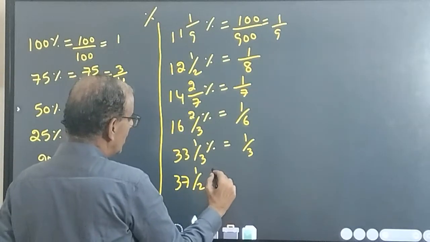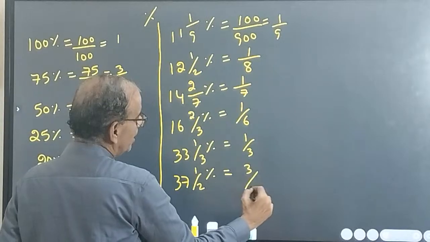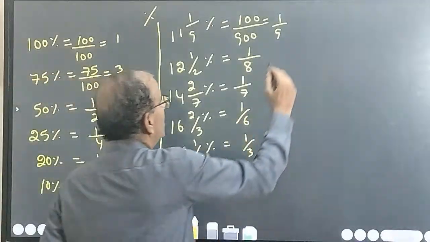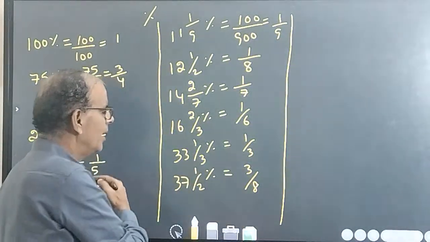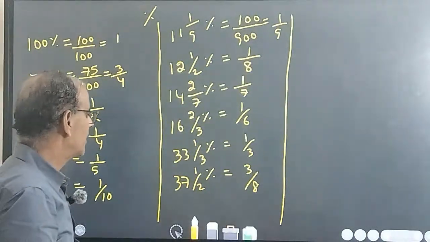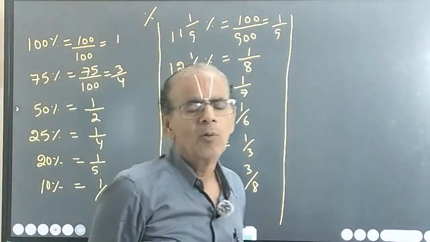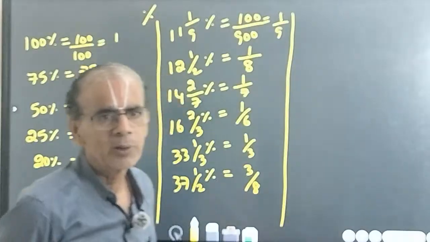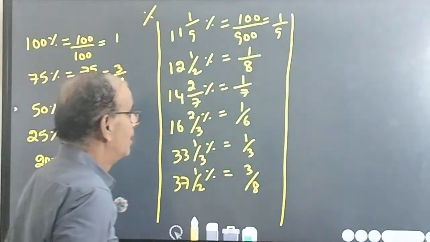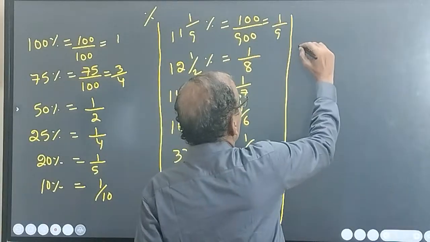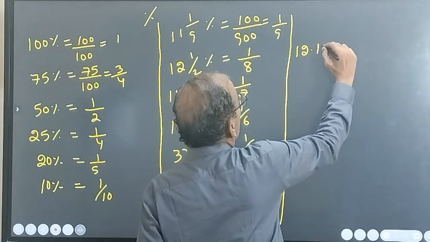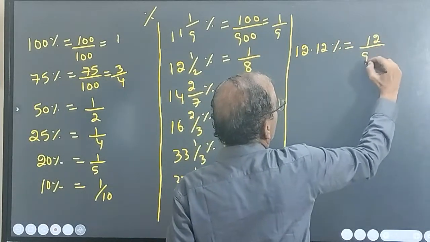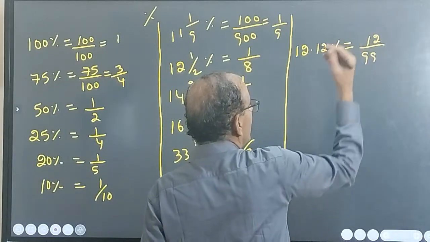37 and a half percentage equal to 3 by 8. Okay, this one you will remember. These are very essential. Okay, 37.5 percentage. What is the value of 37.5 percentage of 800? Answer 300. In 1 second you can tell. Similarly, this is also required. 12.12 percentage equal to 12 by 99. You can further simplify it. 3 are divide from now.